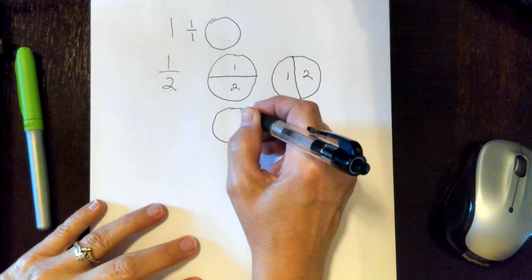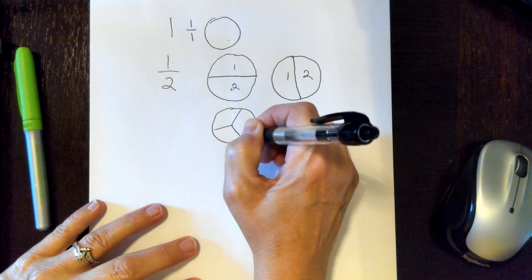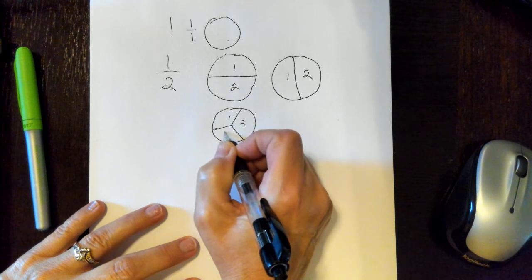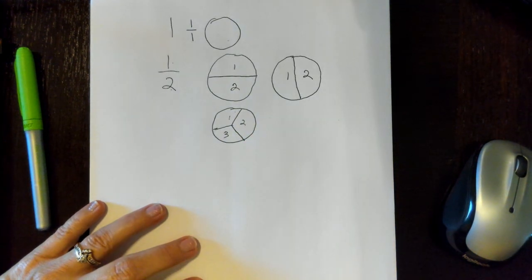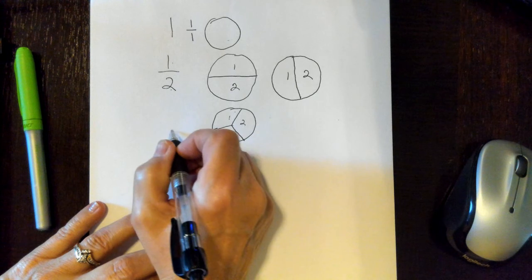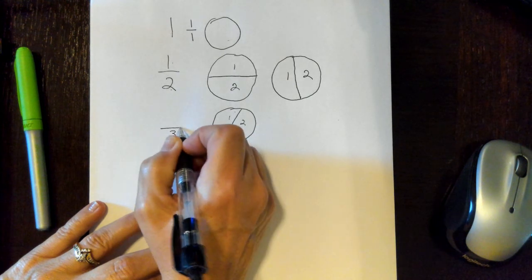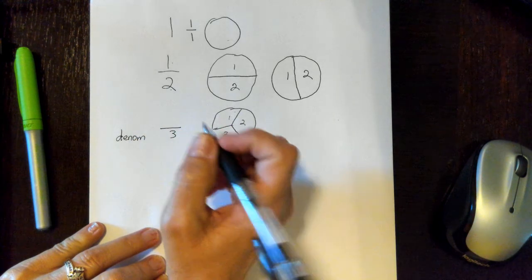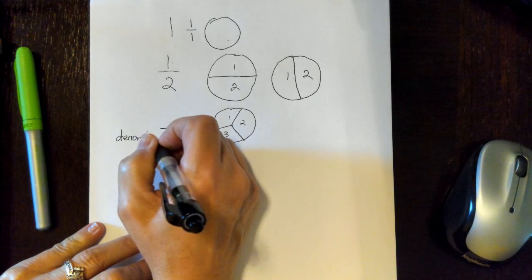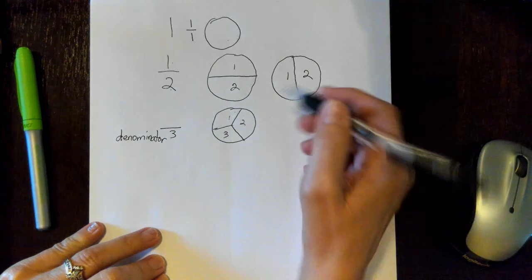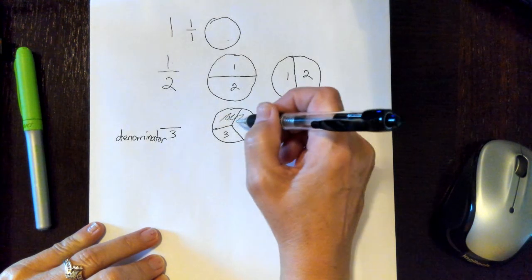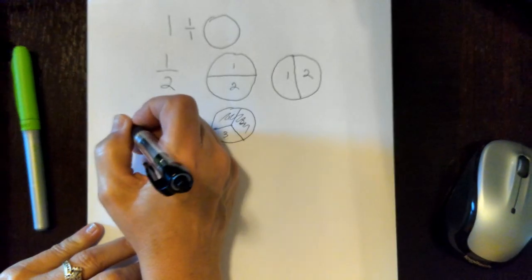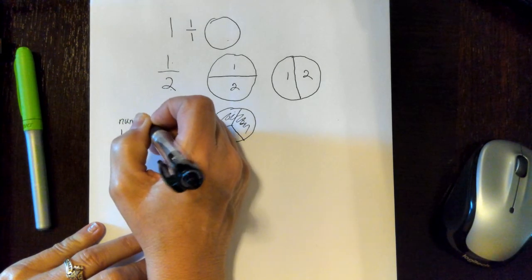So if I did 1, 2, 3, and mine don't look very equal. So I have 1, 2, 3 pieces out of the whole. How many pieces? 3. That is called my denominator. And let's say we're going to eat 2 pieces of that. So I ate 2. This is the numerator.